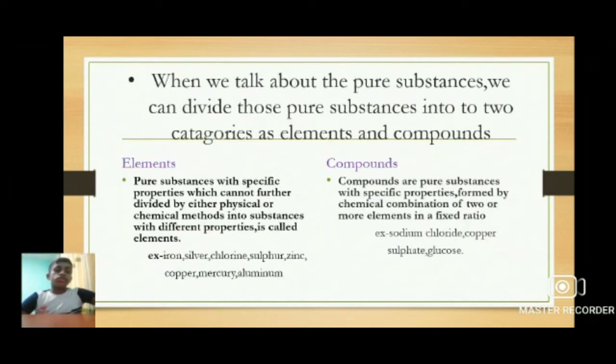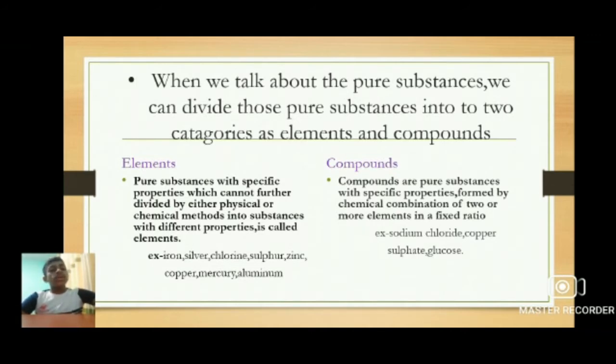When we talk about pure substances, we can divide them into two categories as elements and compounds. First, we identify elements. Elements are pure substances with specific properties which cannot be further divided by either physical or chemical methods into substances with different properties. What are the examples for those elements? Iron, silver, chlorine, sulfur, zinc, copper, mercury and aluminium are examples for elements.